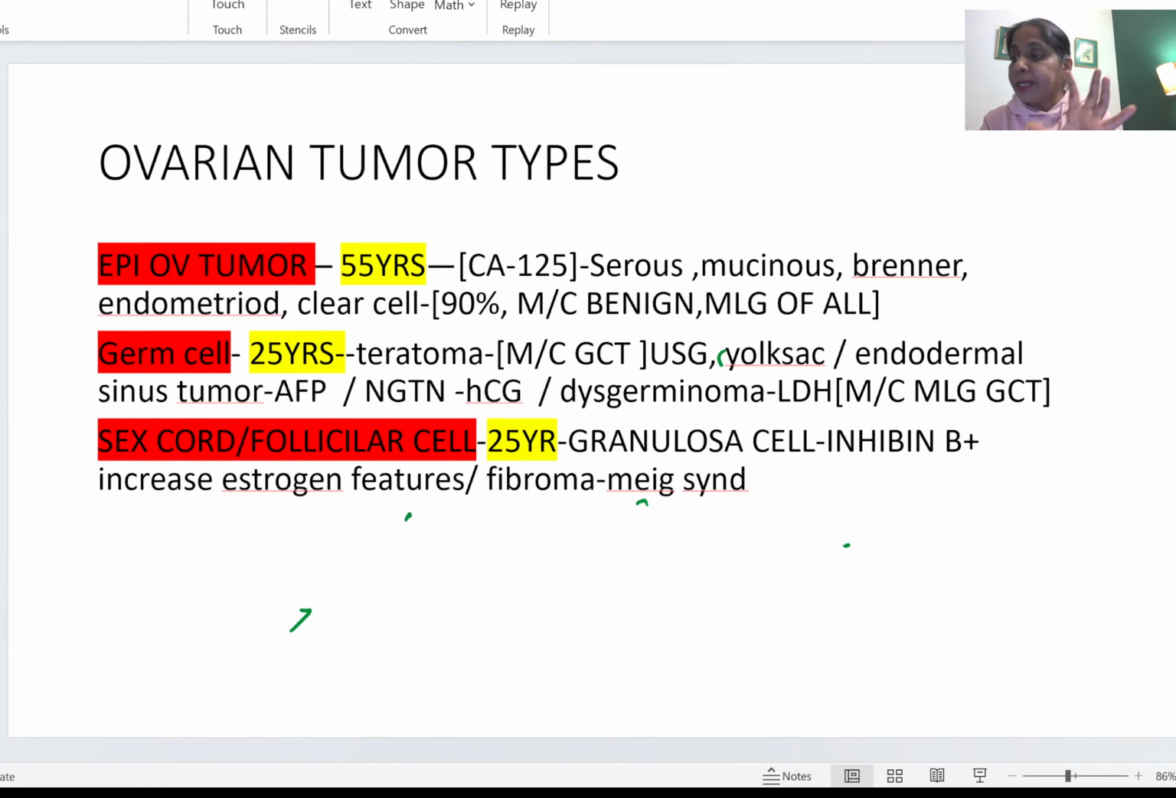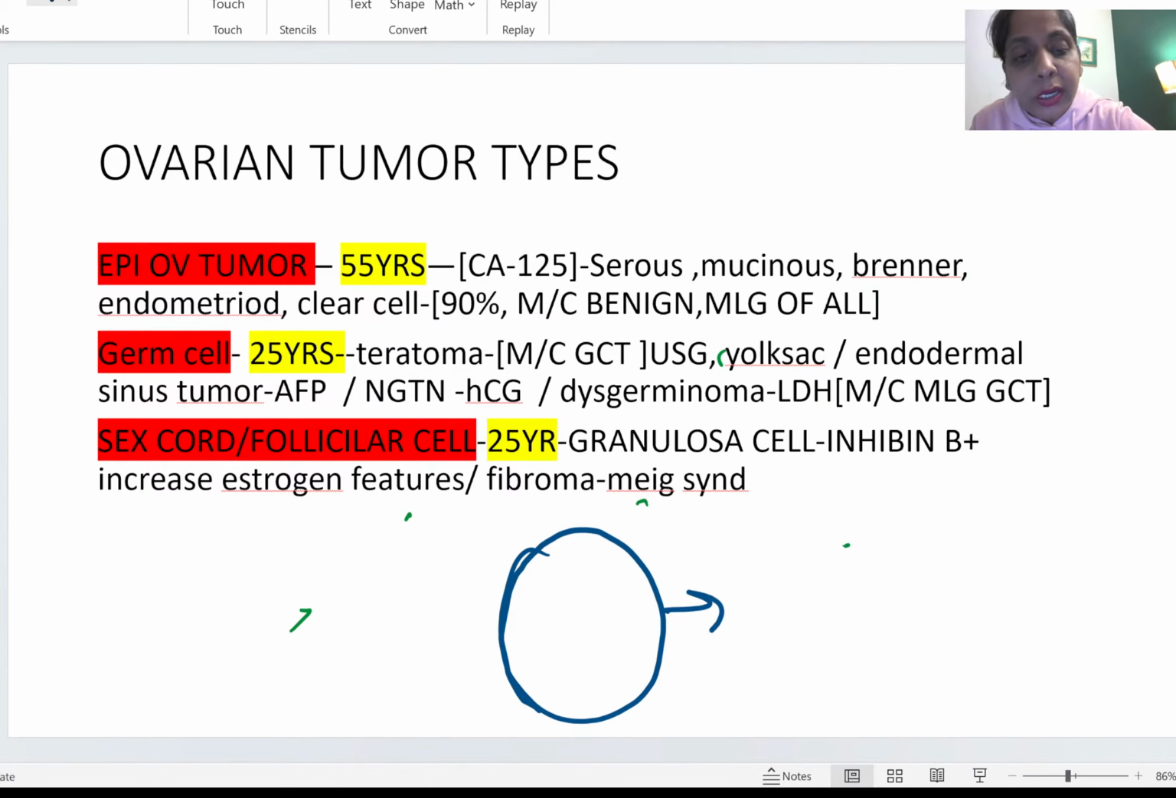Ovarian tumor types and tumor markers. Please listen carefully. There are three types of ovarian tumor. Epithelium. Okay, if this is the ovary, this outer one is epithelium. If the tumor arises from epithelium, then it is an epithelial ovarian tumor. Okay, if the tumor arises from germ cells, now the ovary contains follicles.